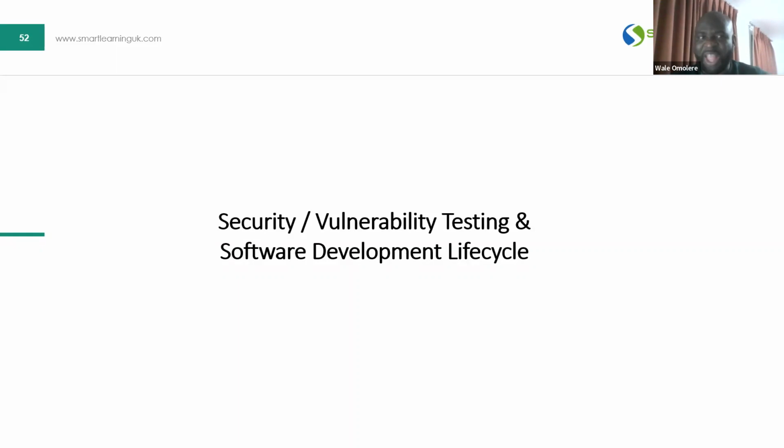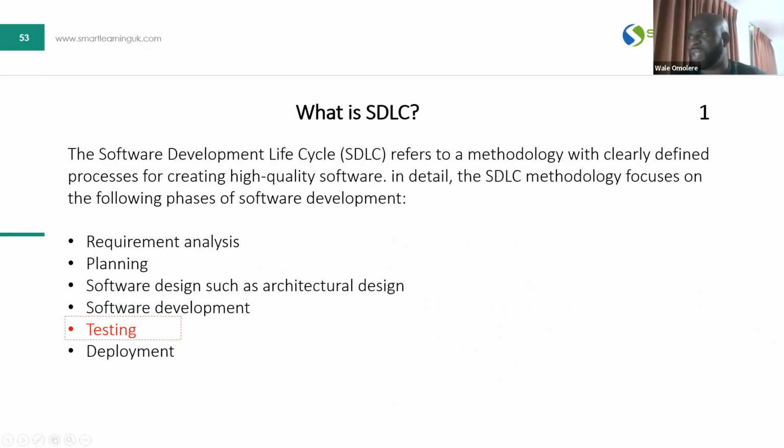So in this section, I'll be showing you the relationship between vulnerability testing, software and the software development lifecycle. We already talked about the software development lifecycle earlier. Some of you must have come across software testing, so you're familiar with testing software. But for the benefit of those who are new to this concept, I will be quick in explaining the SDLC. We just have to move quickly.